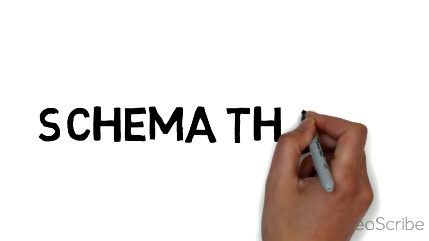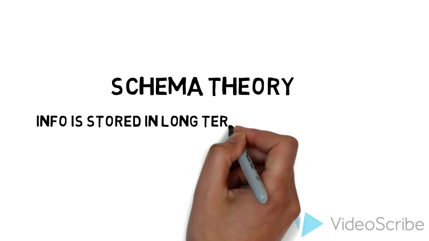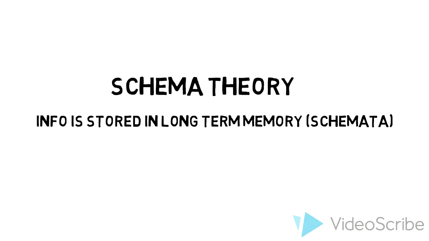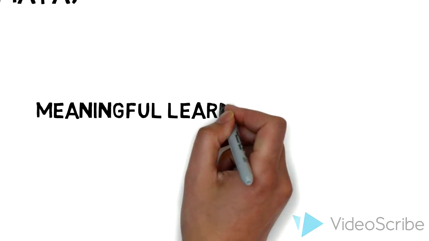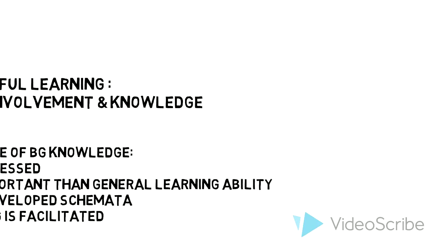Now, we move to schema theory. Schema theory says information is stored in long-term memory using schemata. The structure and function of schemata are: a network of connected facts and concepts, providing structure for assigning meaning, organized in hierarchies, with information grouped under general categories. Meaningful learning requires active involvement and use of background knowledge. Here are some important points about background knowledge that you should know.